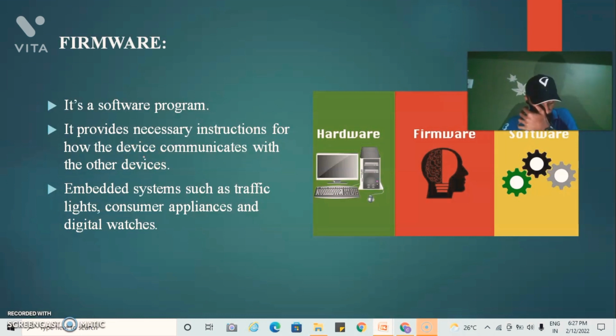A computer consists of several hardware components. In order to interact with the different devices, the designer or manufacturer provides low level software to communicate between the devices. That's why it's called firmware. It provides the necessary instructions for how a device communicates with other devices. Firmware is nothing but a software program that has the instructions that tell the devices how to communicate with each other.